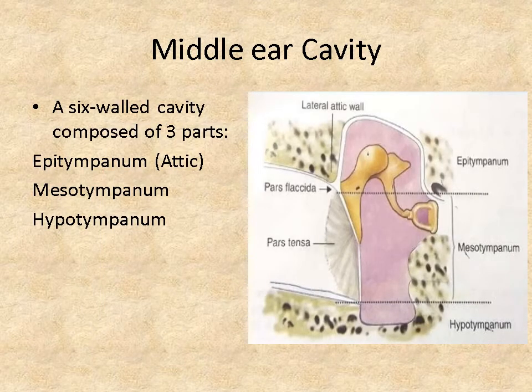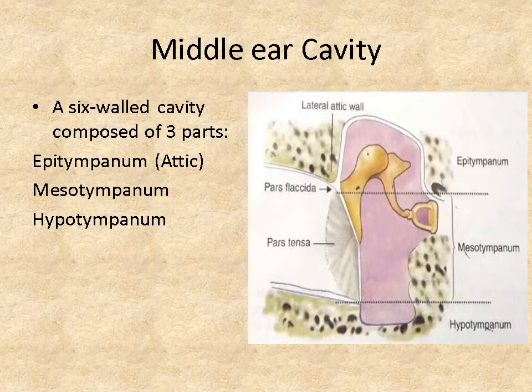The middle ear cavity lies between the external ear and the inner ear. It is a 6-walled cavity. How is it 6-walled? It has a floor, a roof, anterior wall, posterior wall, medial and lateral walls. So it's a 6-walled cavity divided into 3 compartments.